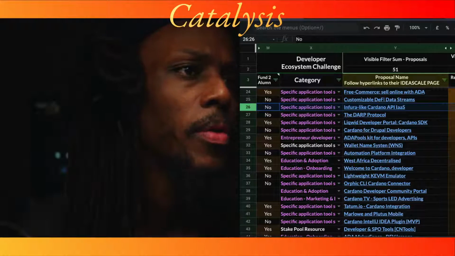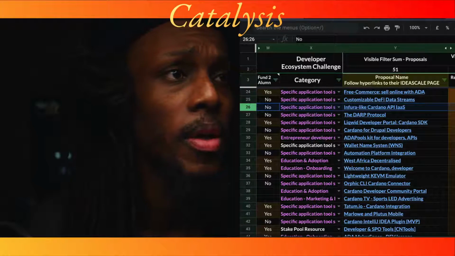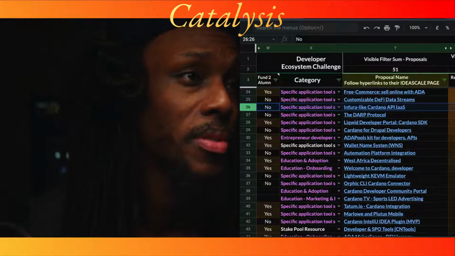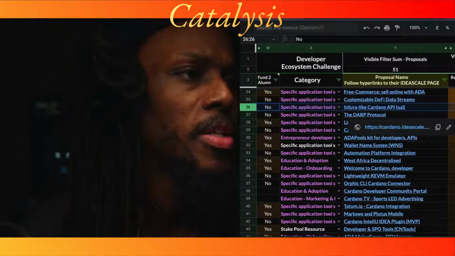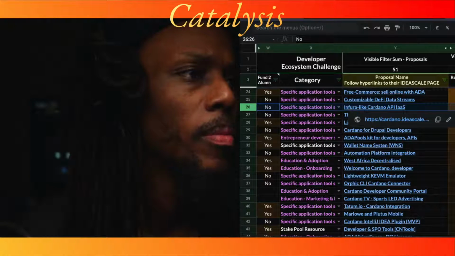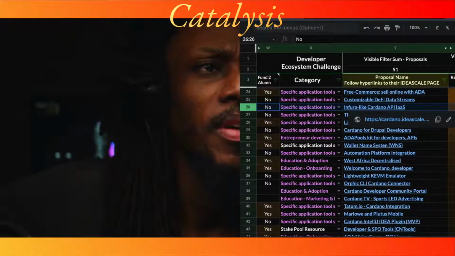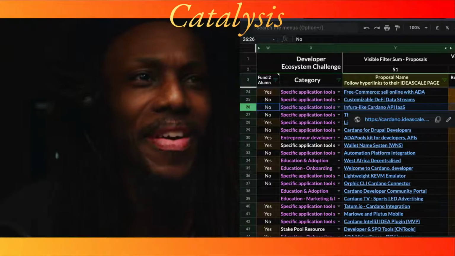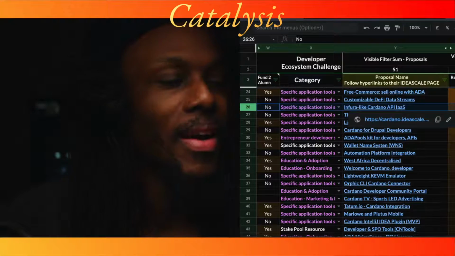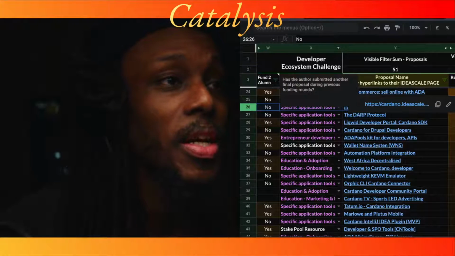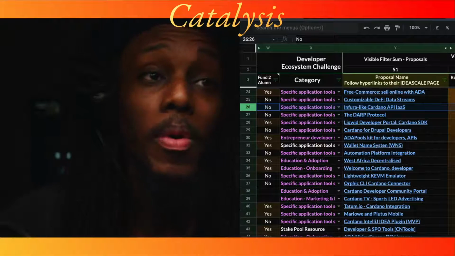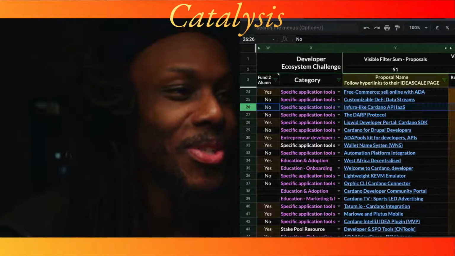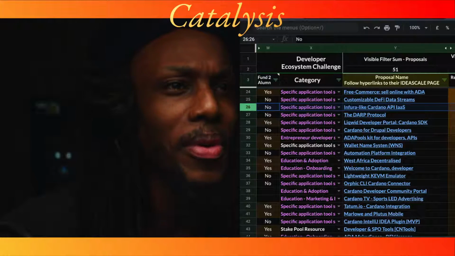Having a look, obviously in this case one of them is by someone who was in Fund 2, the others aren't, but in terms of categories they all fall into the same one, which is specific application tools. In this case, Infura-like Cardano API, infrastructure as a service, I think. I'm not sure Infura is the best reference given its reputation within Ethereum and its association with centralization. Not entirely sure whether that's a good thing, but we'll get into that when we break these down. So that's pretty much it. It felt like that one went by quite quickly.